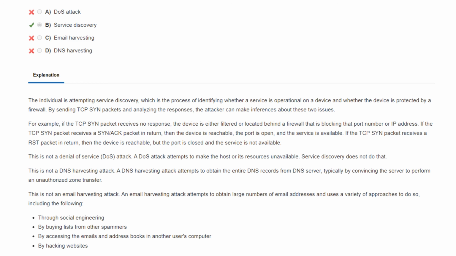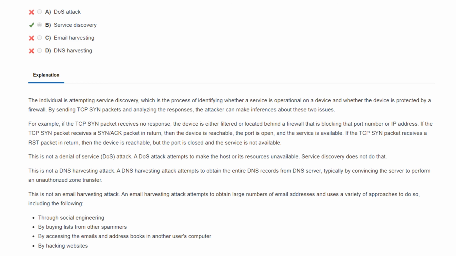If the TCP SYN packet receives a SYN-ACK packet in return, then the device is reachable, the port is open, and the service is available. If the TCP SYN packet receives an RST packet in return, then the device is reachable, but the port is closed and the service is not available.